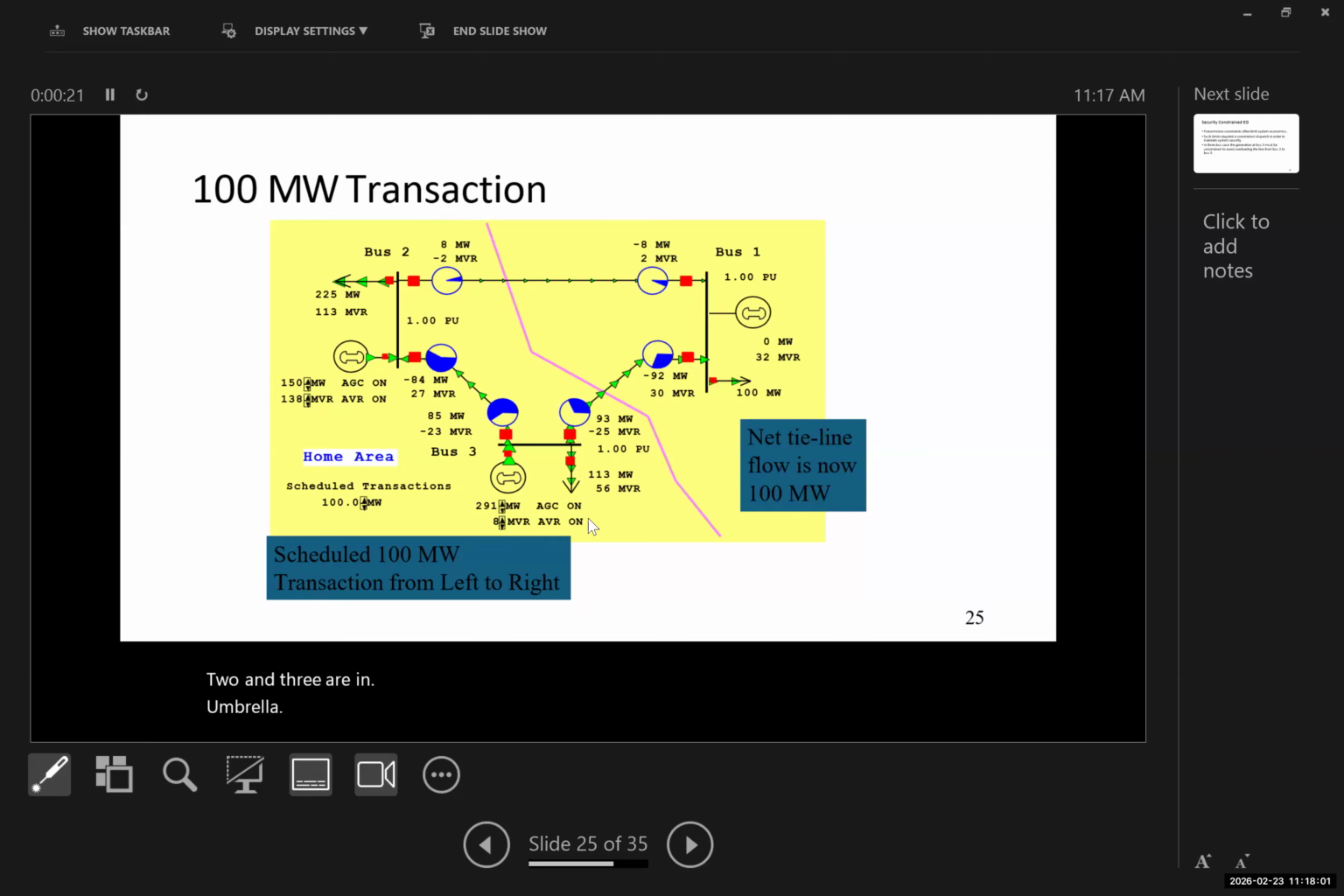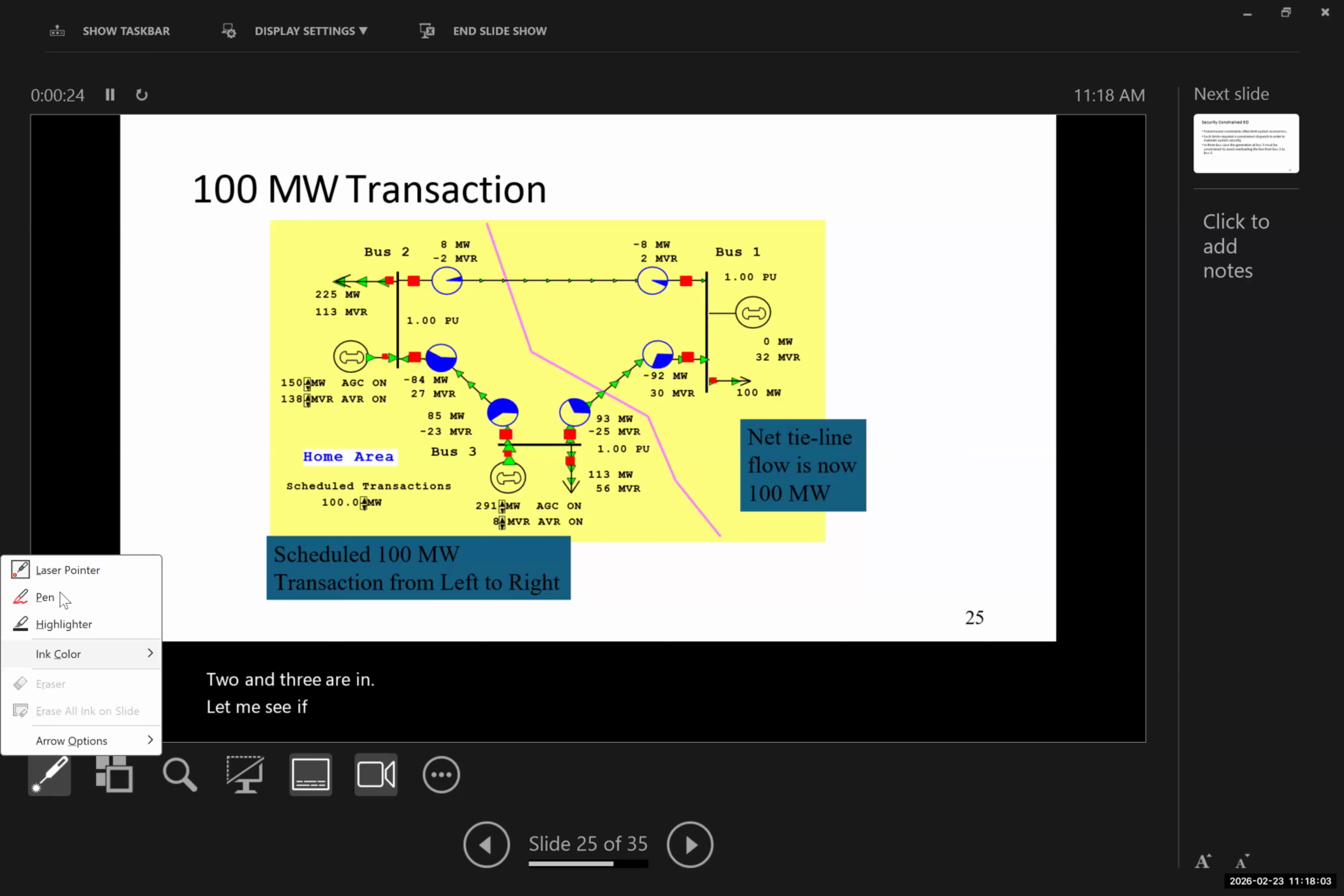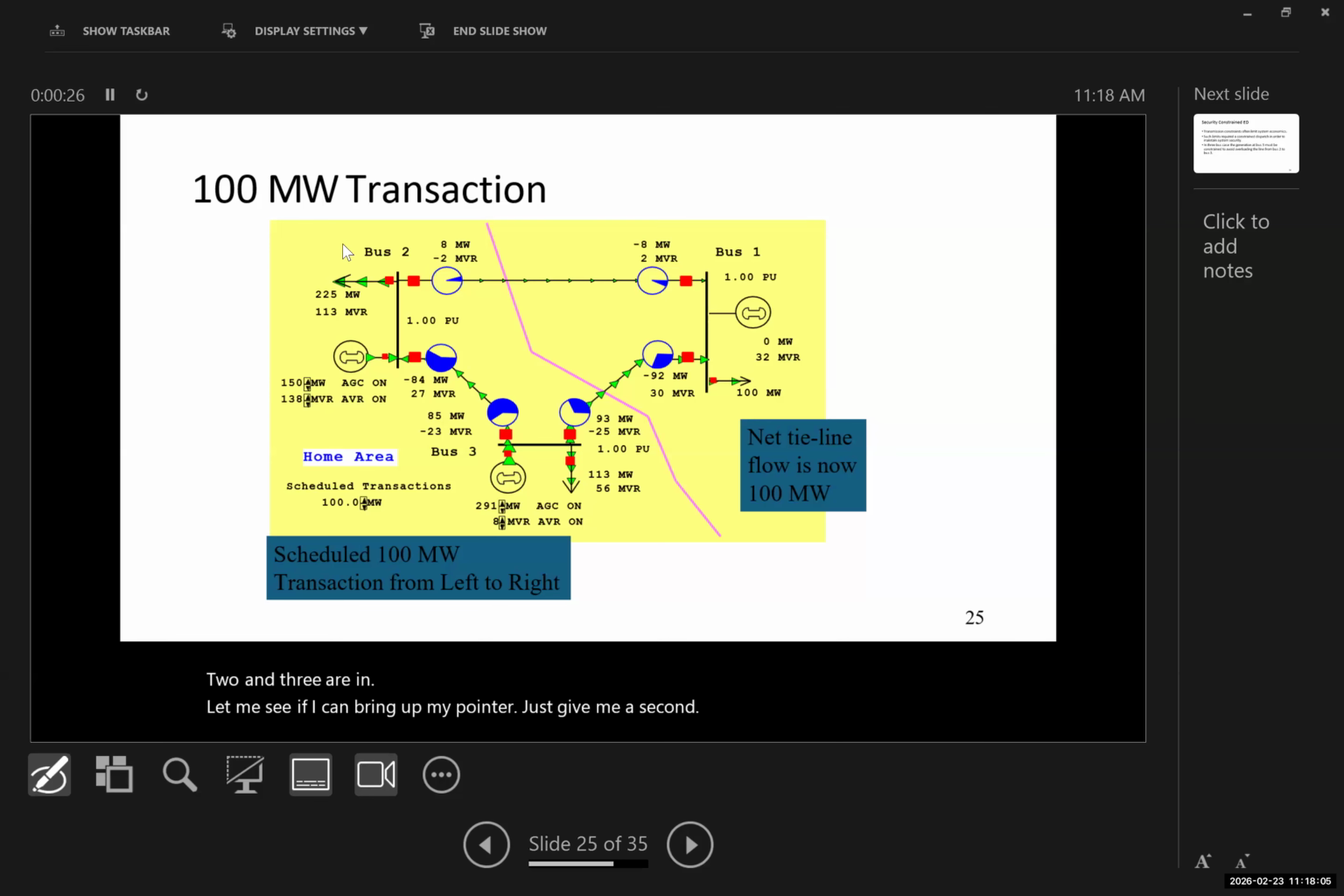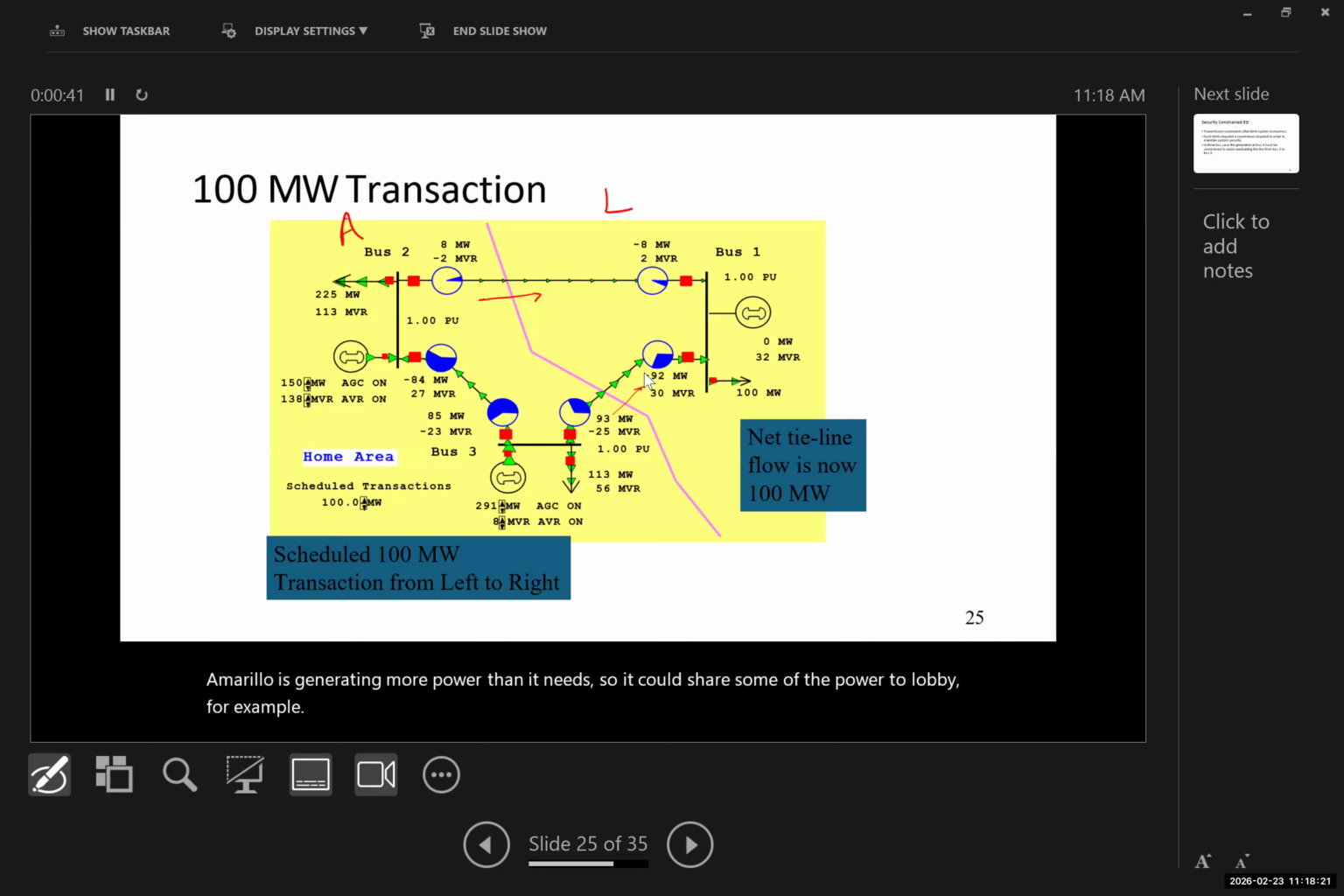Let me see if I can bring up my pointer. Just give me a second.